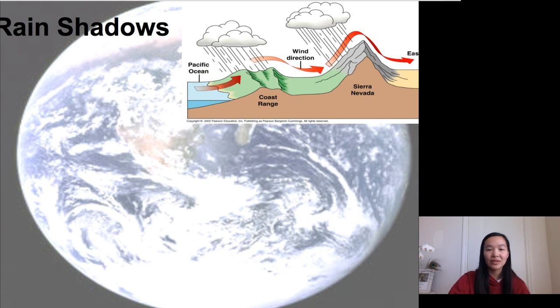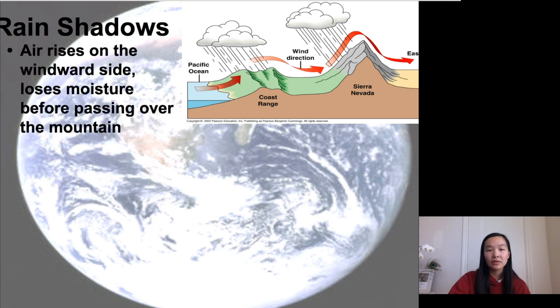Okay, so that's how air starts to circulate around the Earth due to this heating and rising and cooling and then sinking. But also, different landforms can contribute to variations in climate by that concept of air rising and cooling and then sinking and then being dry. So here we're looking at a mountain in California, as it turns out. This is the Sierra Nevada range.